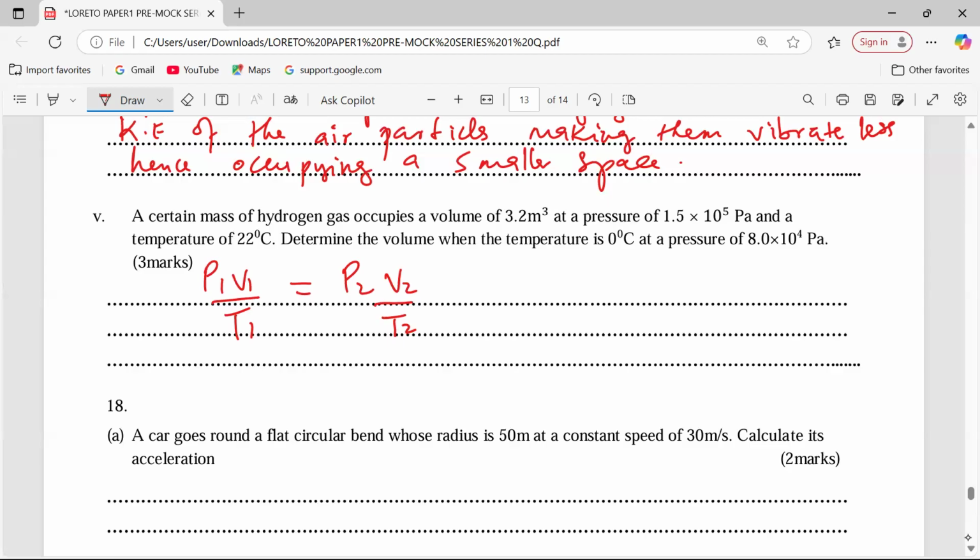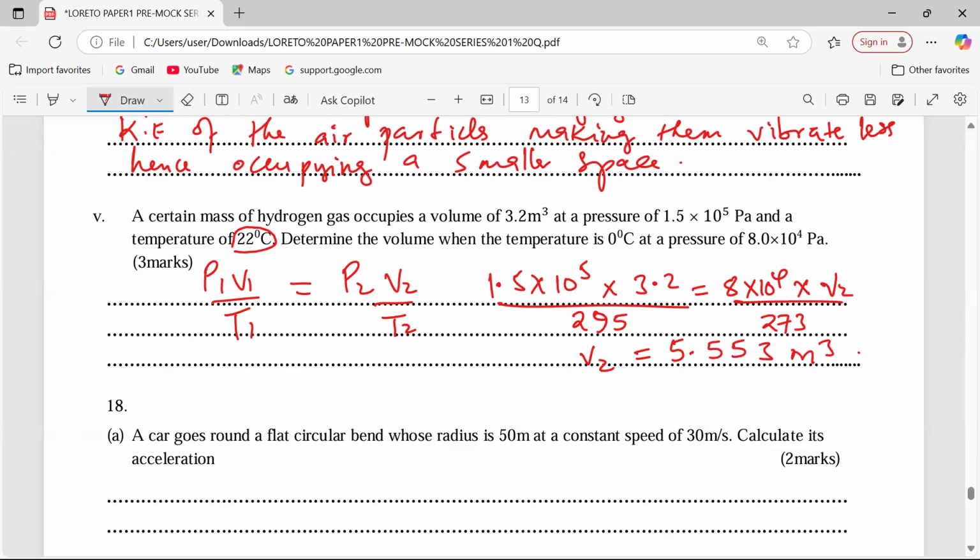What is the first pressure? 1.5 times 10 power 5 times the first volume, which is 3.2, divided by the first temperature, which is supposed to be absolute temperature. So 22 plus 273, we get 295. We have to convert to SI units. This equals the second pressure, which is 8 times 10 power 4, multiplied by the new volume, which is now unknown, volume 2, over the second temperature, which is 0, and 0 is 273 Kelvin. So from this, we can get the second volume after computing, and we get 5.553 meters cubed. So that is the volume.